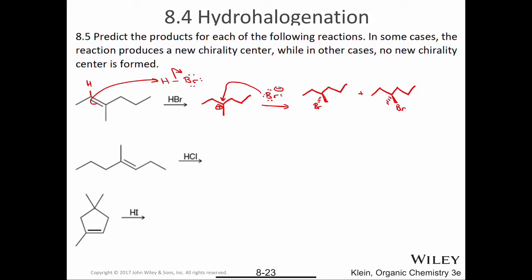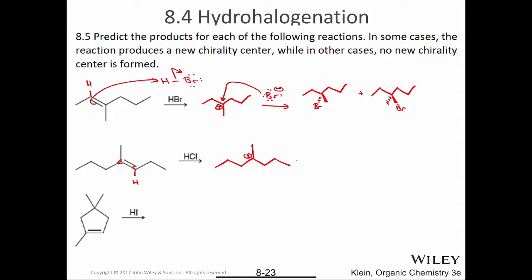In the second example, again, I have an unsymmetrical alkene. There's only one hydrogen attached to either of the carbons in that double bond. So I'm not going to draw the mechanism for this one. I'm just going to go by the rule, the rich get richer. So I'm going to do my protonation. So there's my carbocation. It's a tertiary carbocation.